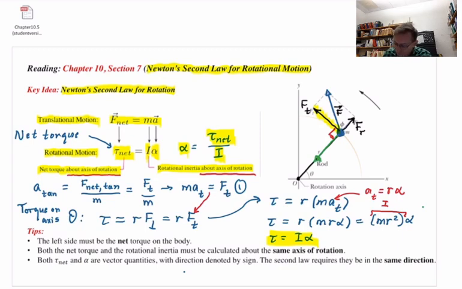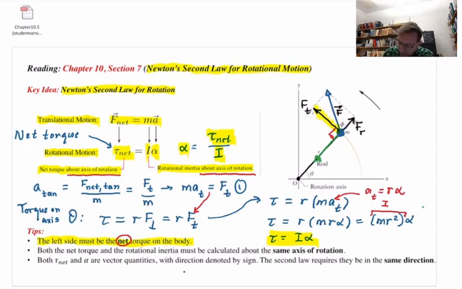Okay? All right. First of all, just like in linear motion, the force you talk about in F equals ma must be F net, the net force. The torque you talk about in the rotational version must be the net torque on the body. You must take all the torques acting about the given axis and add them up to get the total. In our case, with that disk, F tangential times r was the only torque.